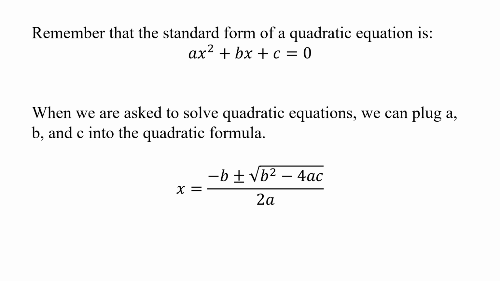And when we are asked to solve quadratic equations, we can plug these coefficients in, so a being the coefficient in front of x squared, b being the coefficient in front of x, and c being a constant at the very end. We can plug these numbers into our quadratic formula. For example, a is our coefficient in front of x squared, and it goes here and here. We have b, our coefficient in front of x, and that goes here and here. Then we have c, our constant, and our constant goes here. So without further ado, let's get down to doing some example problems with this new formula.